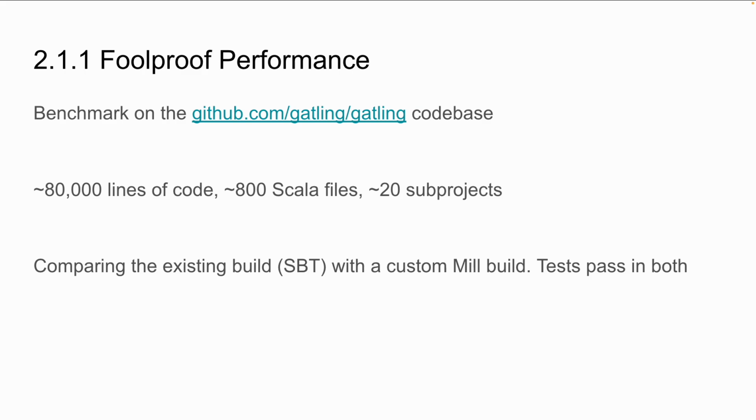And it's a medium-sized Scala application. So 80K lines of code, 800 files, 20 subprojects. Not big, not large, kind of medium size. And I took the existing SBT build and I converted it to Mill just manually. It took about maybe an afternoon, not terribly difficult. So it's not a production-ready Mill build, but it's enough to get all the source files compiling and all the tests passing. So for purposes of comparison, it's complete enough.